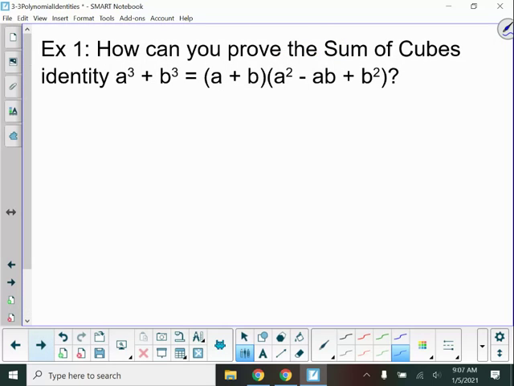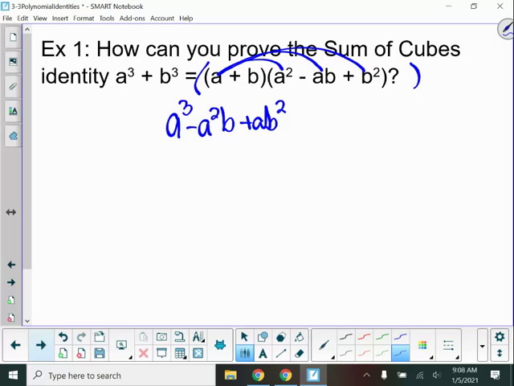Which brings us to example 1. It says, how can you prove the sum of cubes identity, a cubed plus b cubed, is equal to a plus b times a squared minus ab plus b squared? We are going to prove this by FOILing the right-hand side of the parentheses. So we're going to multiply the a by the a squared, by the negative ab, and by the b squared, which gives us a cubed minus a squared b plus ab squared.